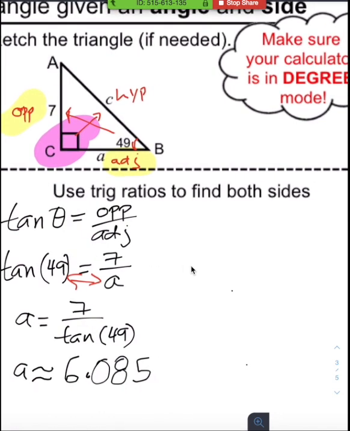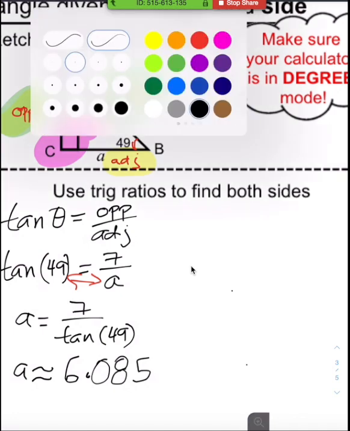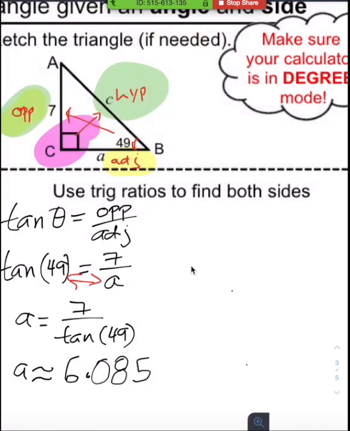So now we're going to figure out what C is. We do the same thing. However, this time around, what are we going to use? C is the hypotenuse, and we already know the opposite. So that means we're going to be using sine. Sine of any angle is always the opposite divided by the hypotenuse.